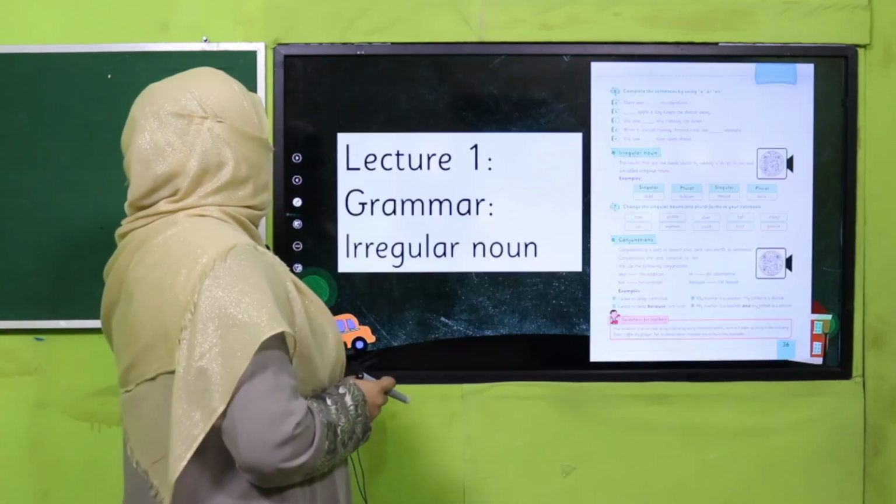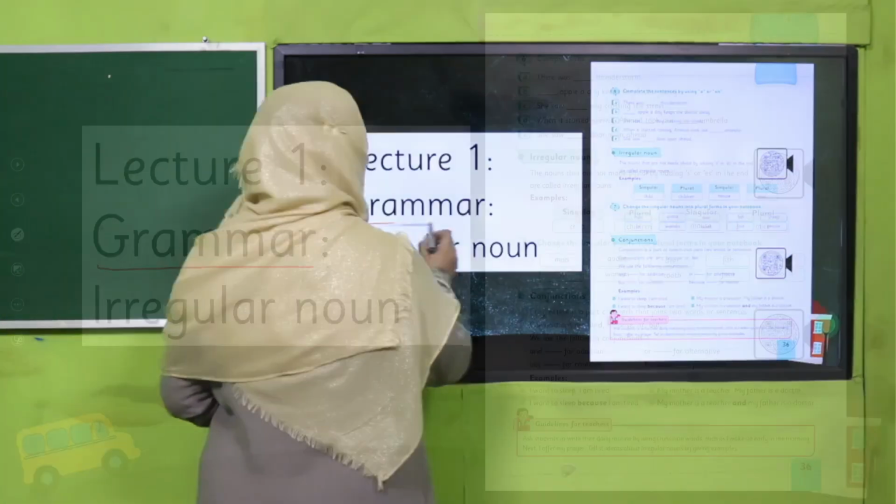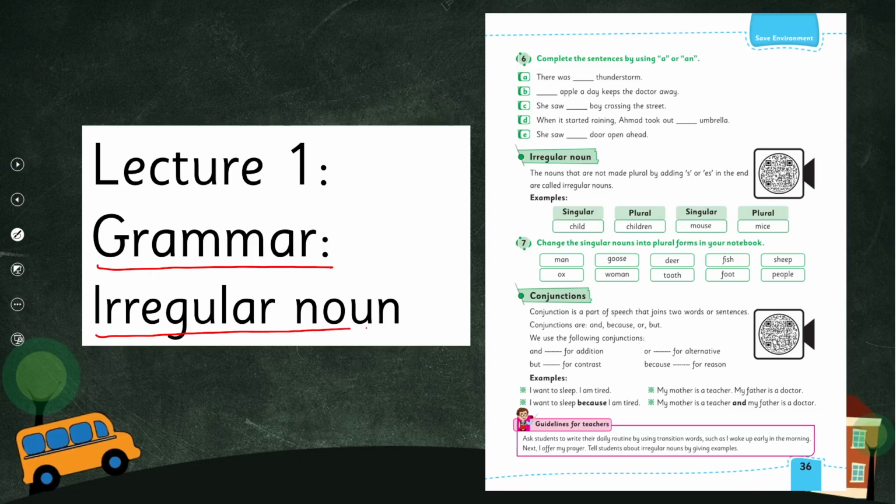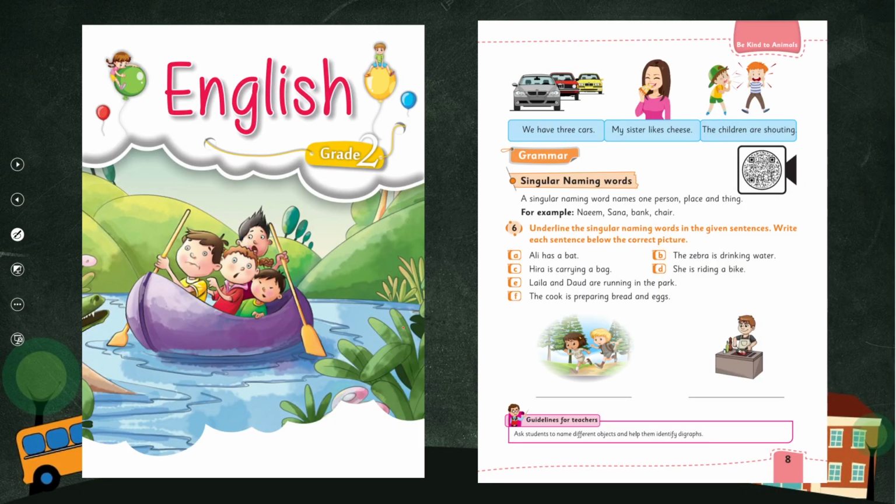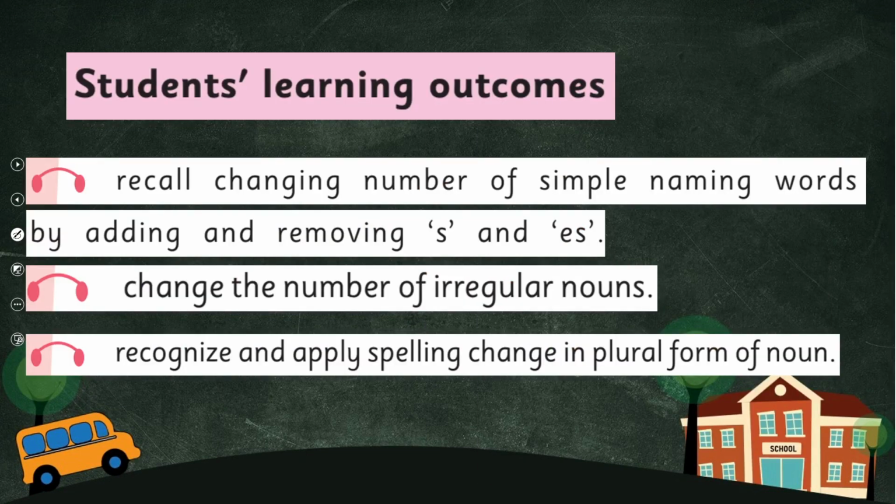Yes, my dear students, today under the title of grammar, we are going to learn about irregular nouns. Before this, in English for Grade 2, you have learned about naming words, singular and plural. I hope you remember the concept. If not, you may watch this video lecture again. And we are going to learn further.